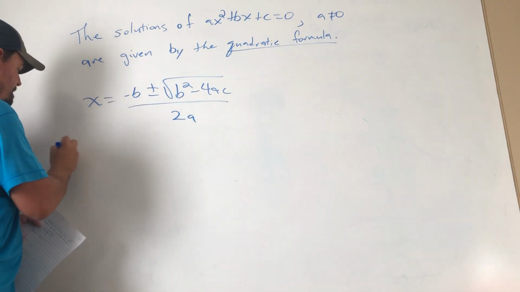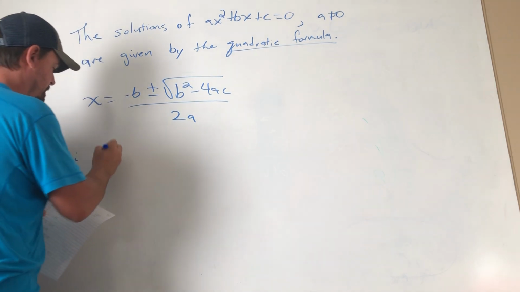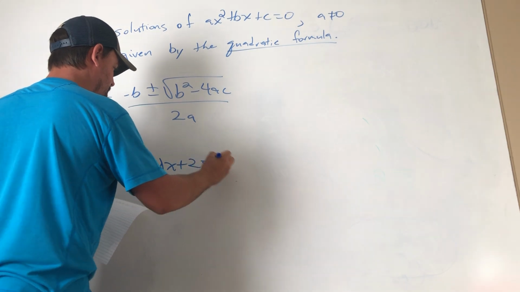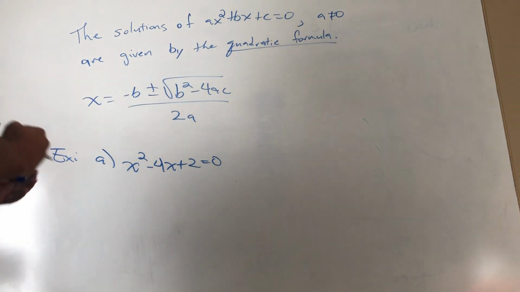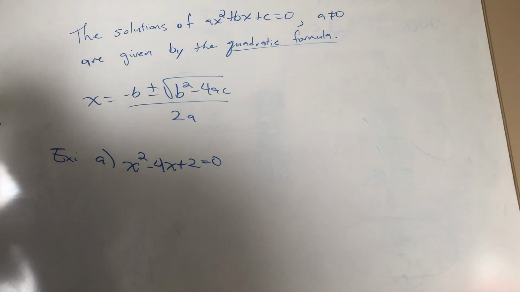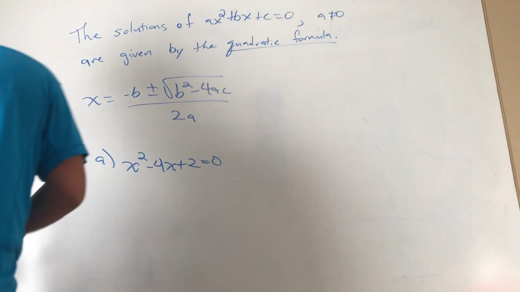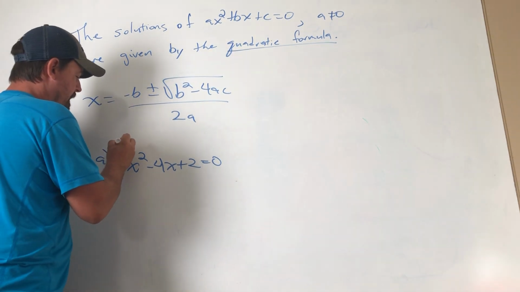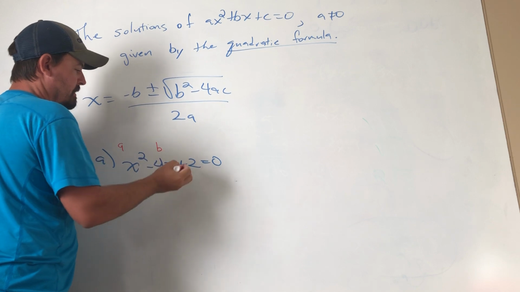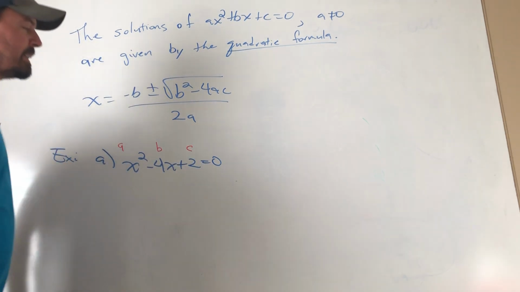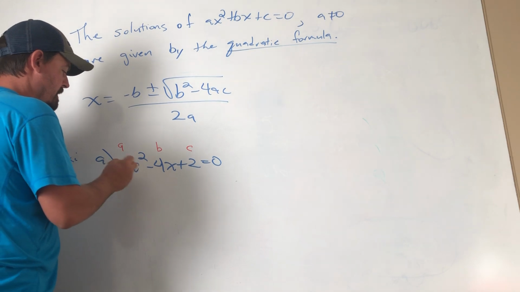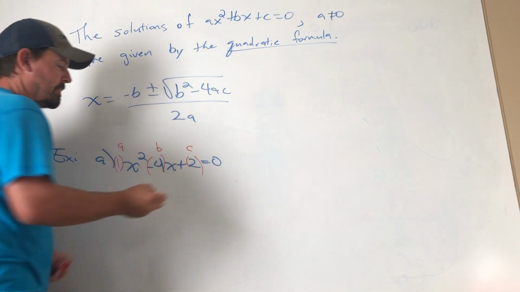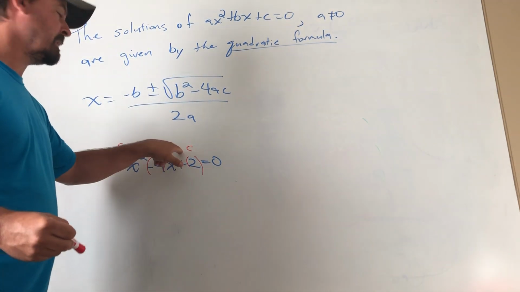Okay, so let's look at our first example here. x squared minus 4x plus 2 equals 0. If we recall what I told you last time in class, the number in front of your x squared is your a, the number in front of your x is your b, and then your number by itself is your c. So here we have an imaginary 1 in front of our x squared, a negative 4 in front of our x, and a 2 for our c. If we have negatives, we need to include them in the number.